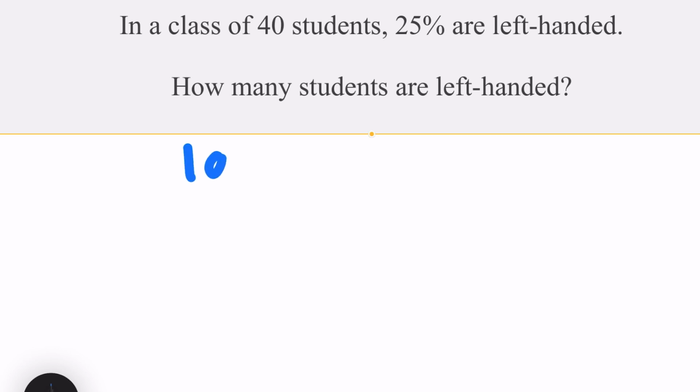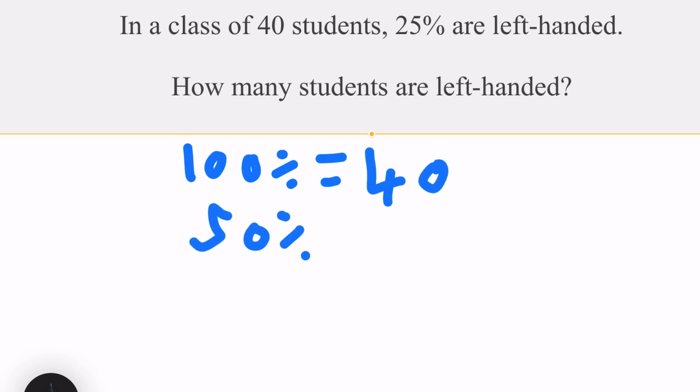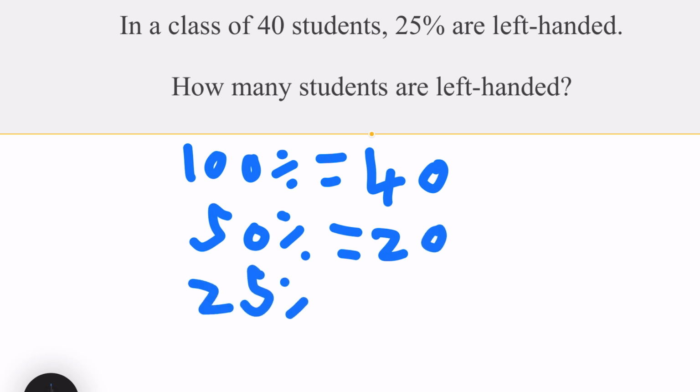So we know that 100% of the students is 40. So what we can do is work out 50% by dividing by 2. And then we can work out 25% by dividing by 2 again. So 25% is equal to 10. So that would be the final answer, as you want to work out 25%.